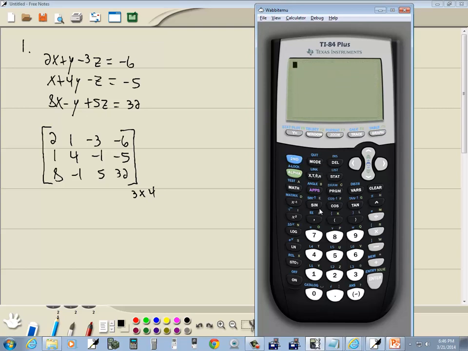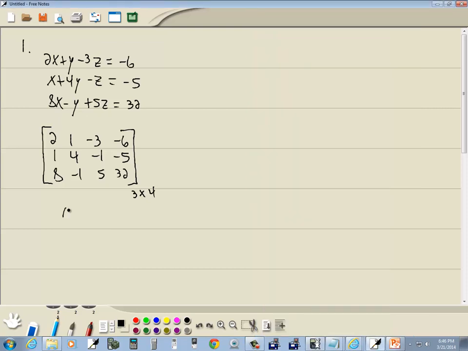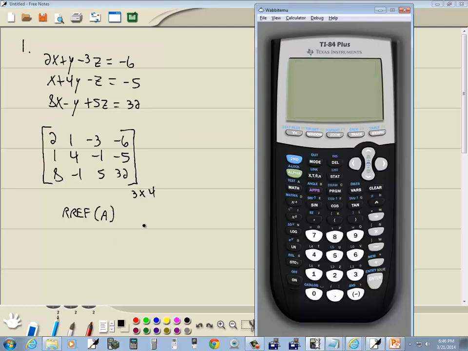Now we're going to go through and we're going to do an RREF on A. So that's where we just put our matrix. So that's what we're looking to do. RREF stands for Reduced Row Echelon Form, and we'll talk more about that here in a minute.